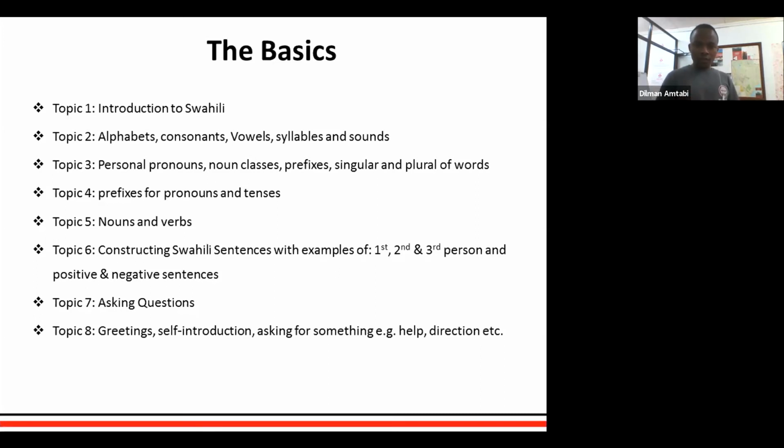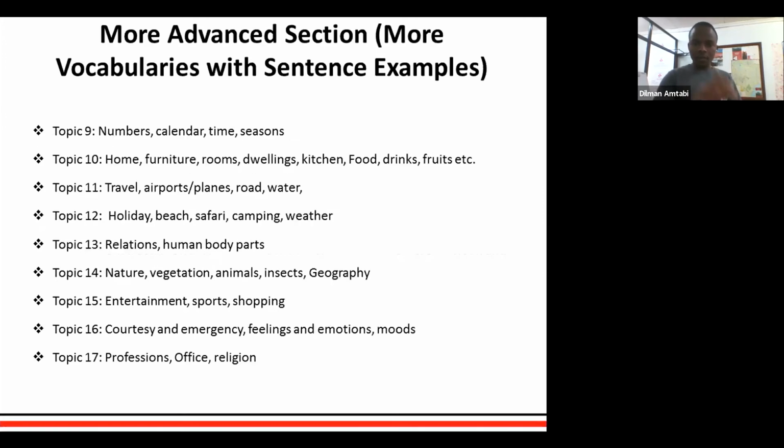And then after that, we have a section on the nouns and verbs. Then constructing Swahili sentences. We'll begin with simple sentences using the first, second, and third person. And then we look at the positive and the negative of the same sentences. And then we'll move to asking questions. How do you ask questions in Swahili? And then the last part of basics will be about the greetings, self-introduction, asking for something, for example, asking for help, asking for direction. So that forms the first part of the basics.